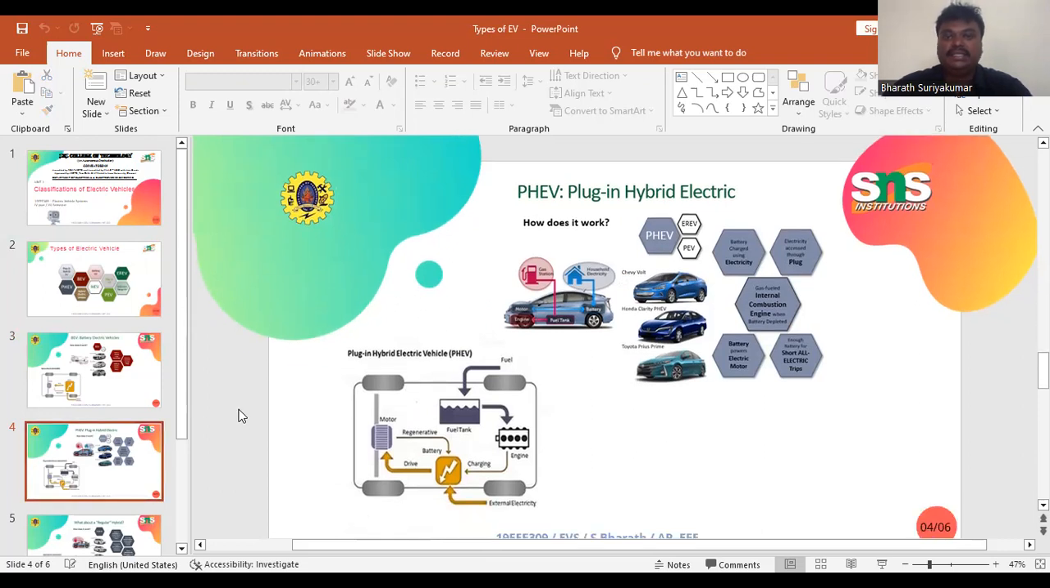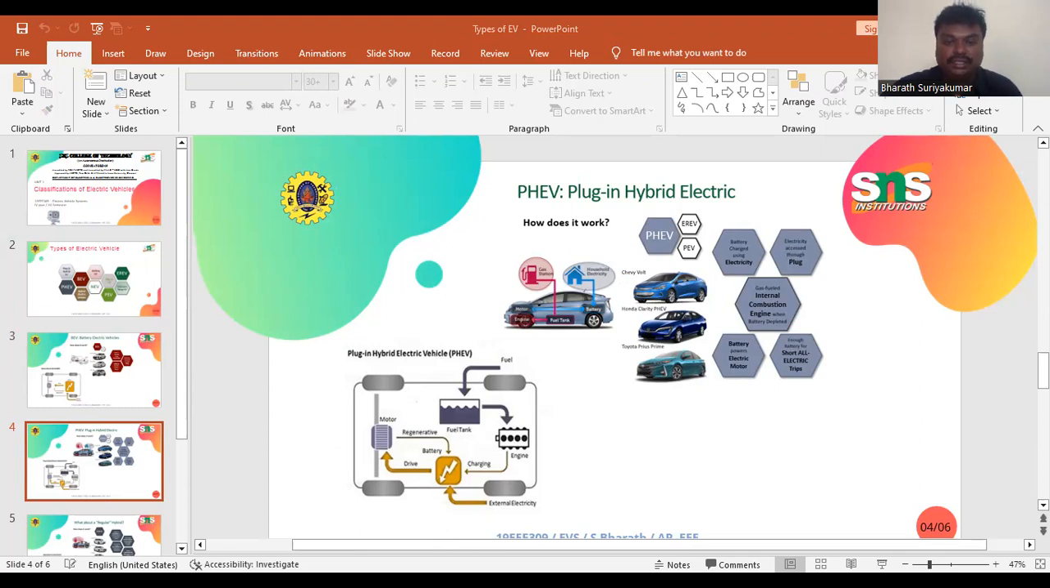Next comes the next important type of electric vehicle. What is that? Yes, this is the plug-in hybrid electric vehicle. What are these plug-in hybrid electric vehicles? Plug-in hybrid electric vehicles are similar to HEVs, that is hybrid electric vehicles. In that way, they have both an electric motor and an internal combustion engine. However, unlike HEVs, PHEVs have a larger battery that can be charged through a plug-in charger. This allows the vehicle to operate solely on electric power for a limited range before the gas engine kicks in.